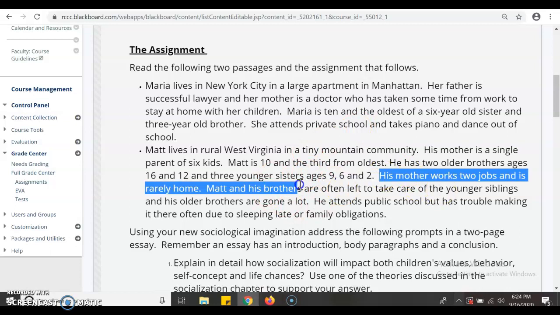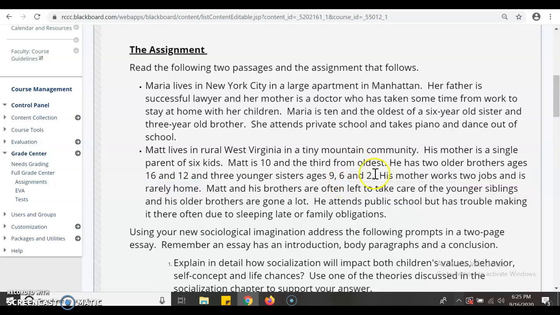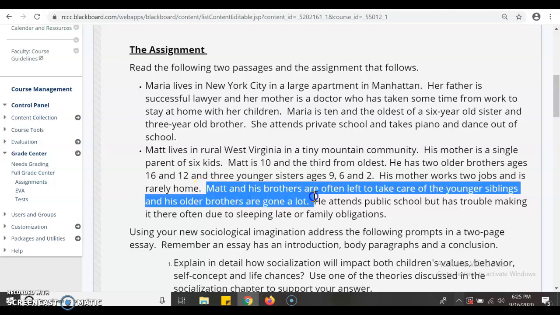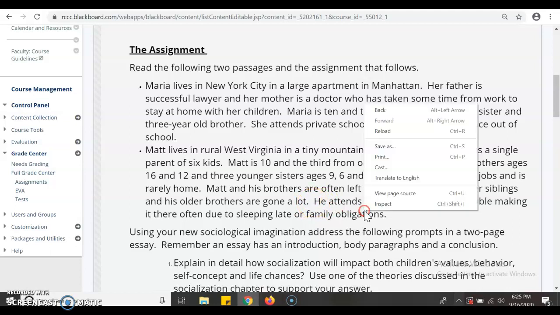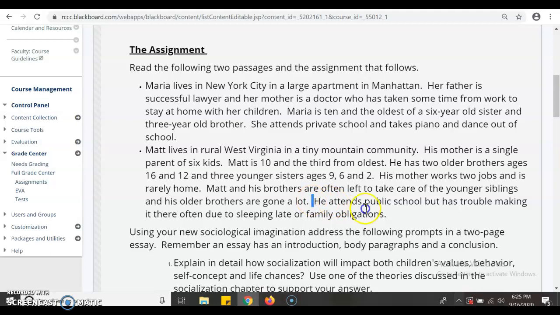His mother works 2 jobs and is rarely home. So again, compare this to Maria's mother, who has taken time off from work to stay at home with her kids. So Matt's mother working 2 jobs probably hints that it's difficult to make ends meet here. So probably not as well off as Maria. Matt and his brothers are often left to care for the younger siblings, and his older brothers are gone a lot. So think about the responsibility Matt would have compared to Maria. Maria's doing these after school activities and Matt's kind of babysitting while his mother's working. Matt attends public school, but has trouble making it there because he sleeps late or has family obligations. So that comparison there again.